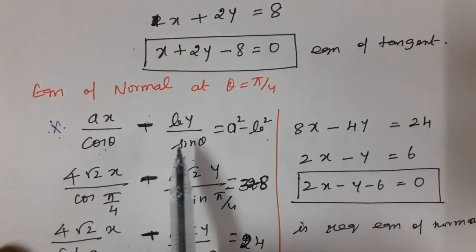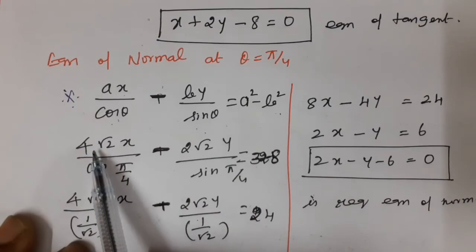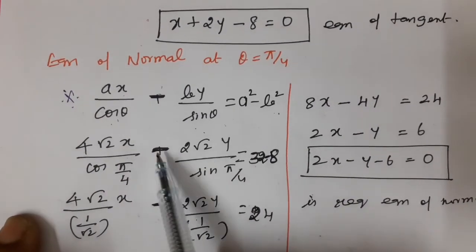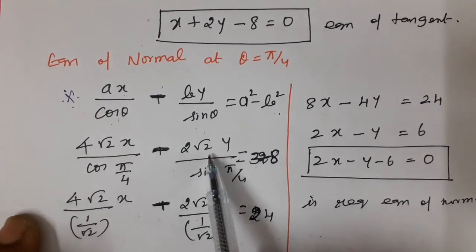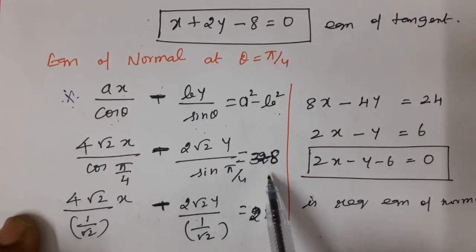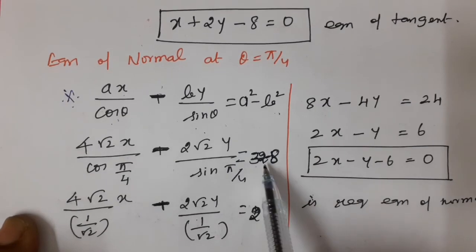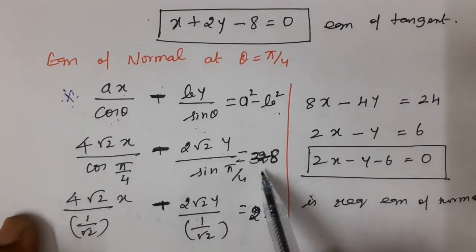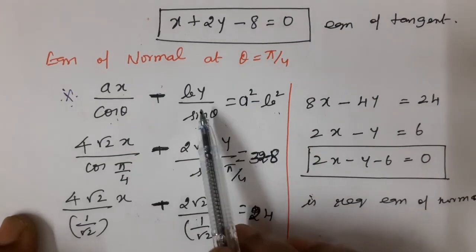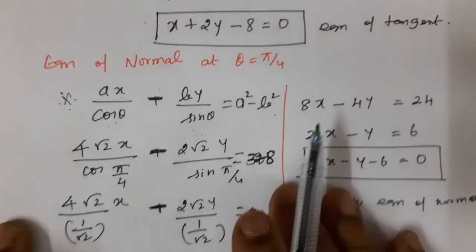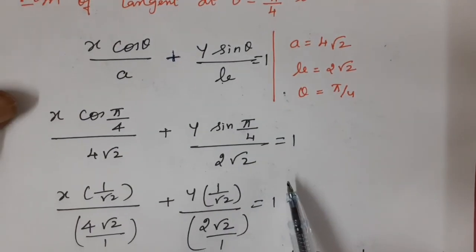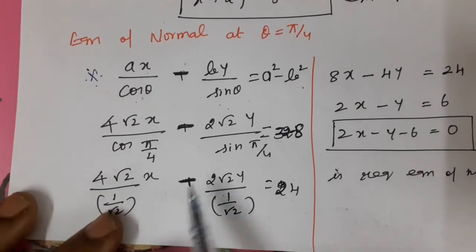We know the values of a, b and theta. Instead of a, substitute 4 root 2 by cos 5 by 4. Theta value is 5 by 4. Minus instead of b, 2 root 2 into y by sin 5 by 4 equal to a square minus b square. A square is what? 4 root 2, squaring we get what? 32 minus what is our b square value? 8. Using this one, see. What is your a square? a square equal to 32, b square equal to 8. Substitute the values. That's all.